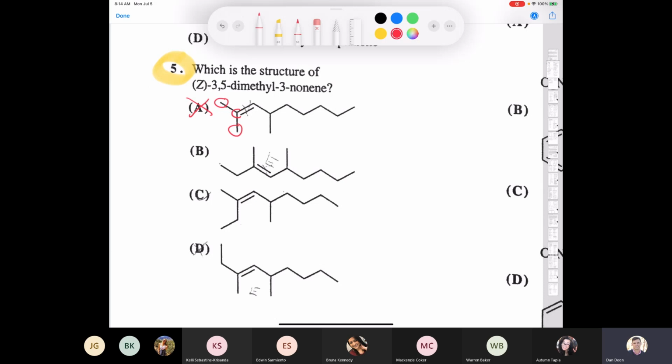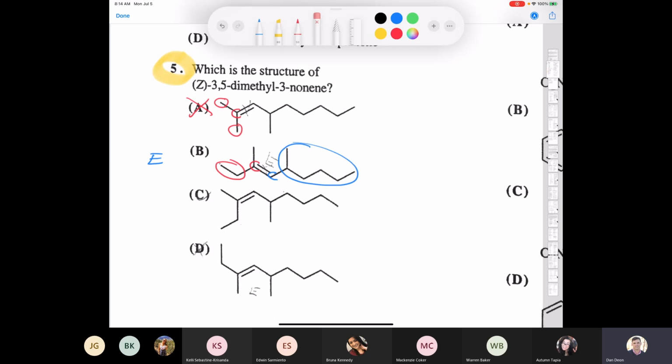If we take a look at B, if we label these two carbons, I'll do one in red and one in blue. Well, for the higher priority groups on each side, the red carbon's higher priority group is going to be the ethyl group over here. And then the blue carbon has a hydrogen down here, but it also has this big carbon-based group here. So this is an E compound. So it can't be B, right? Because this is an E alkene, and that's not a possible answer.